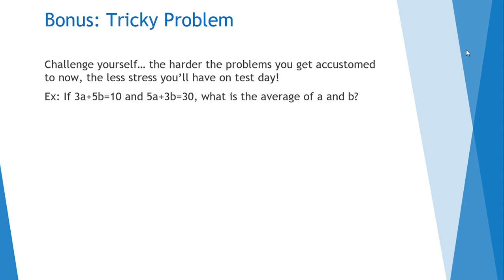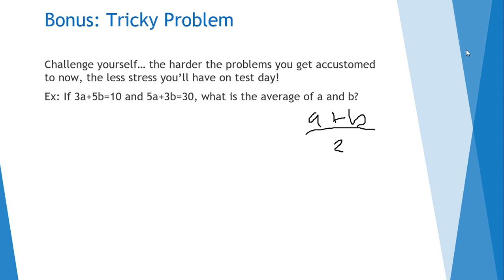The trick to solving this problem is recognizing what an average is. It's the sum of all terms over the number of terms. Therefore, the average of A and B will be A plus B over 2. That's A plus B, the sum of all of our terms, and we only have 2 terms, so we're going to just divide by 2.